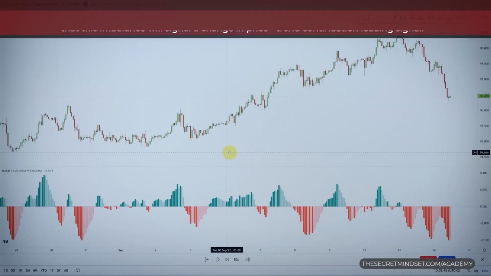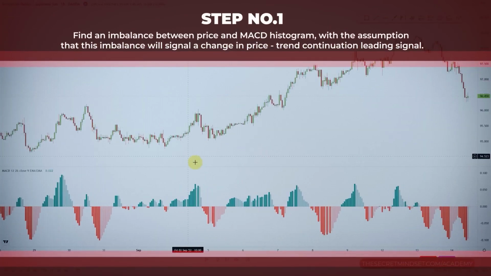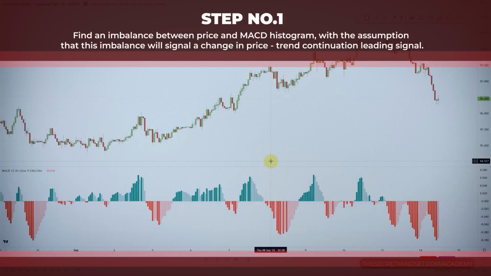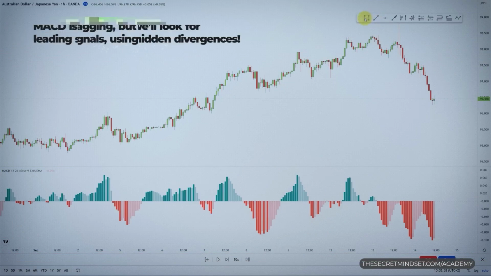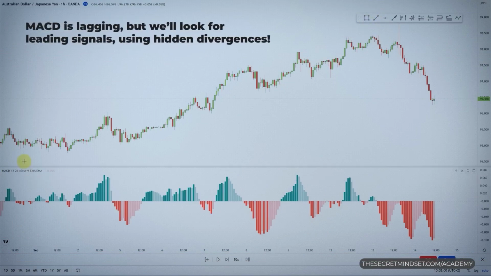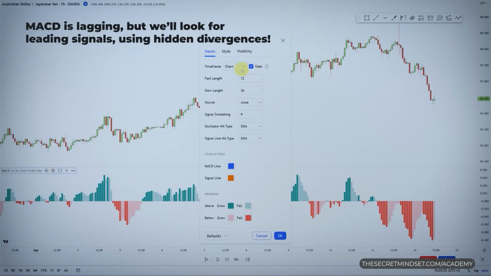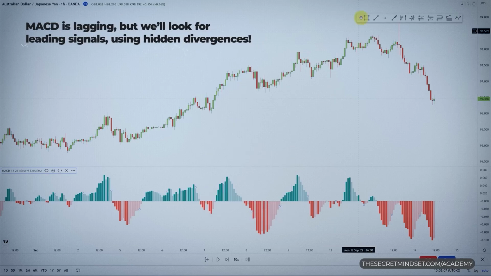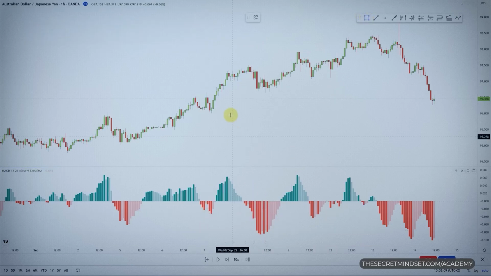The first step is to find an imbalance between price and MACD histogram, with the assumption that this imbalance will signal a change in price, in this case a trend continuation leading signal. So even though we're using MACD, which is by definition a lagging tool, we'll be looking for leading signals indicated by hidden divergences. Hidden divergences are considered a complex topic in trading, but I assure you they are not.